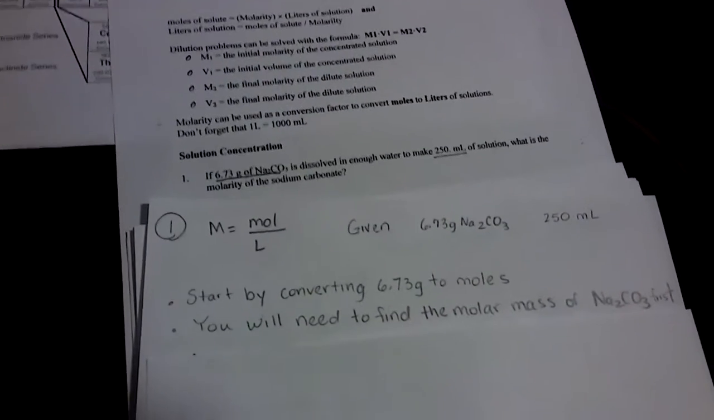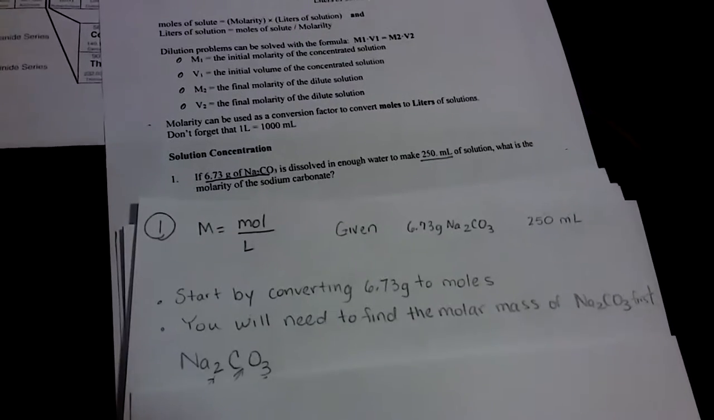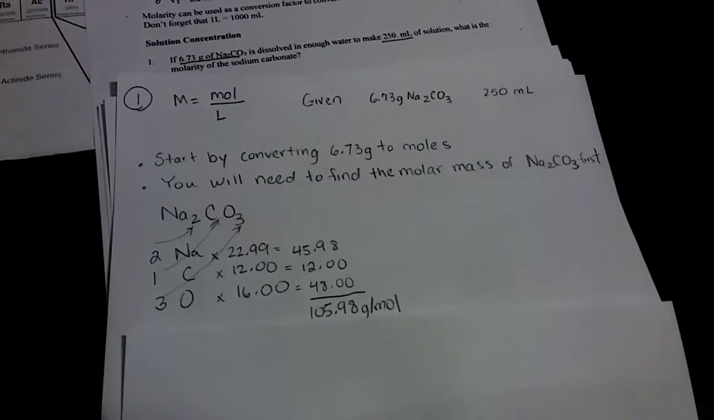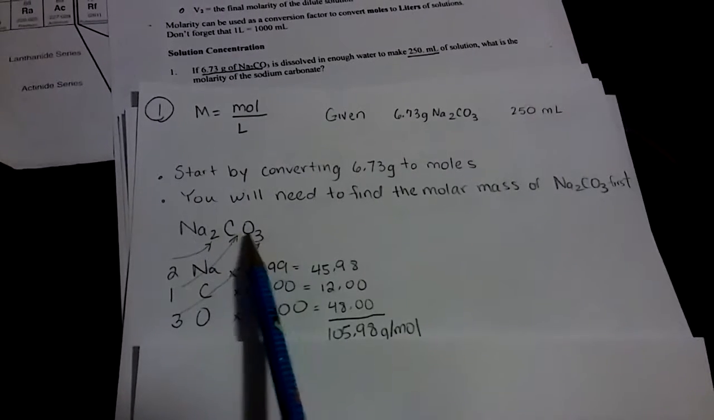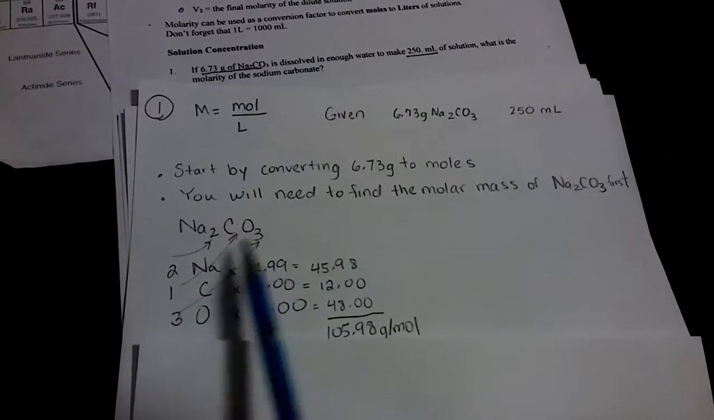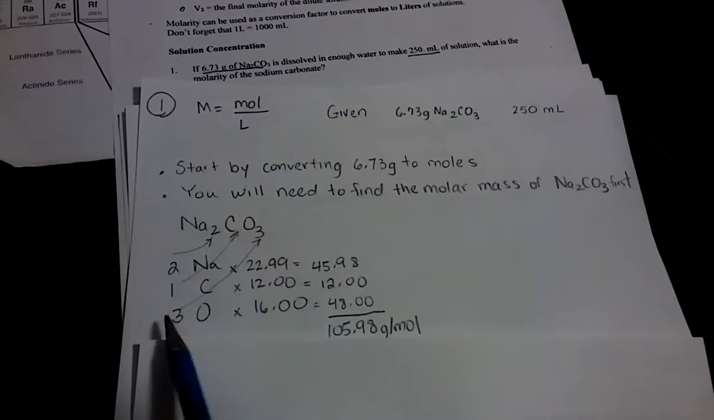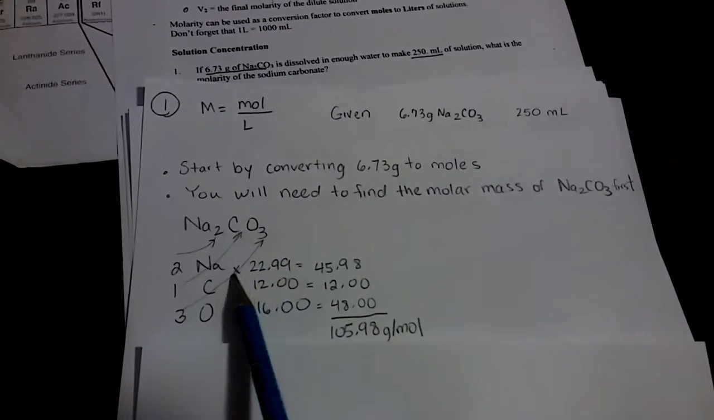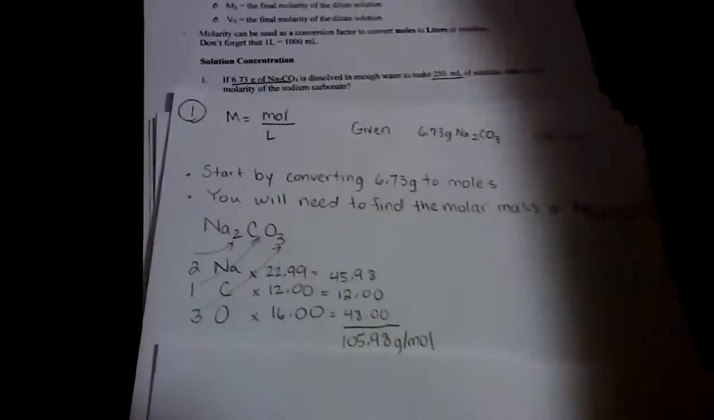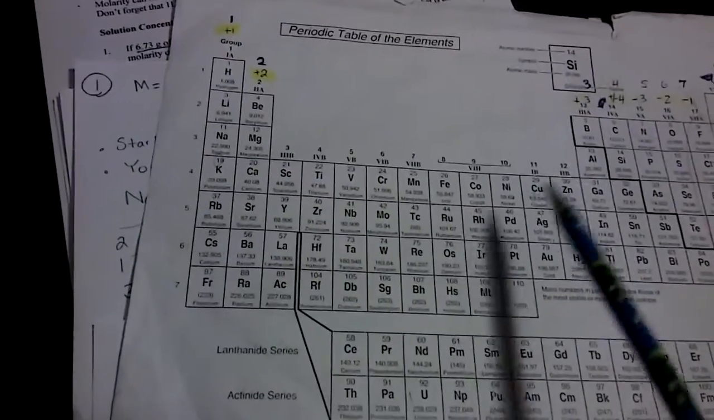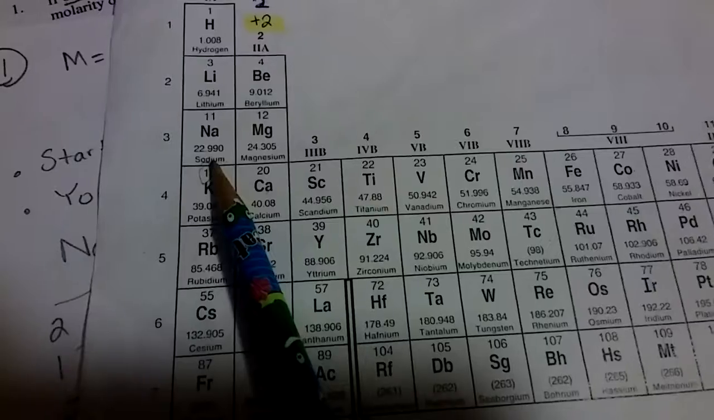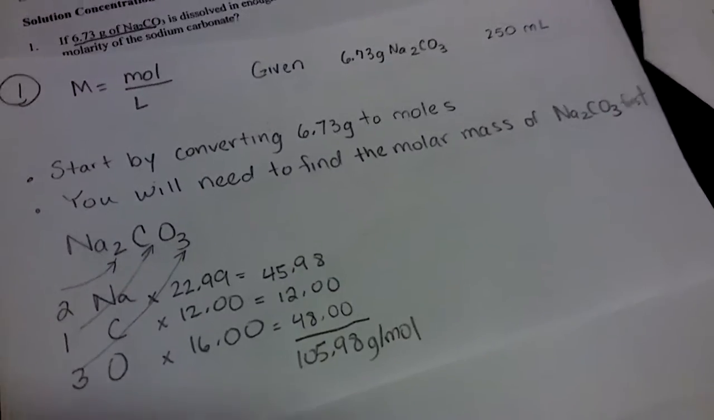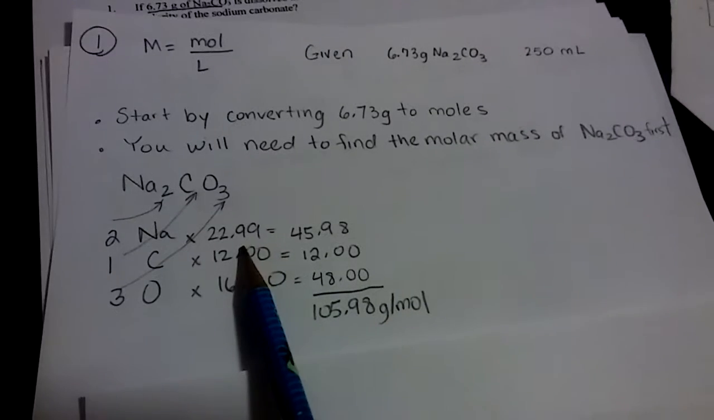First we're going to need to find the molar mass of sodium carbonate. Just by looking at the formula, we know that it's 2 sodiums. There's not a number here, but it's understood as 1, and that's carbon, and then there's 3 oxygens. Then we're going to multiply by the mass on the periodic table. Looking at sodium, it's 22.99. There it is, which is where I got this information.